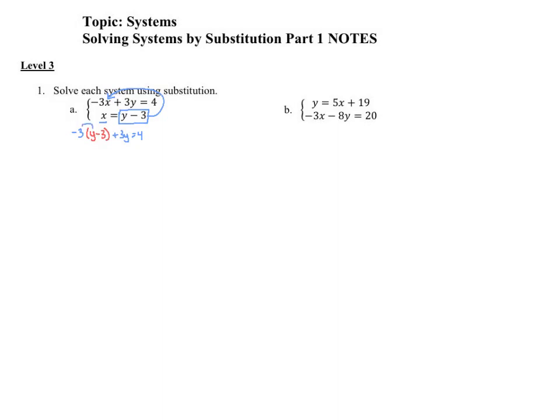I'm going to start out doing the distributive property. So I have negative 3y plus 9 plus 3y equals 4. Now, right away, I notice that I can combine like terms. So 3y plus 3y cancels out, and I'm left with 9 equals 4. Now, right away, this should be a red flag for you. 9 does not equal 4. So that means this system has no solution. And then we stop right there.